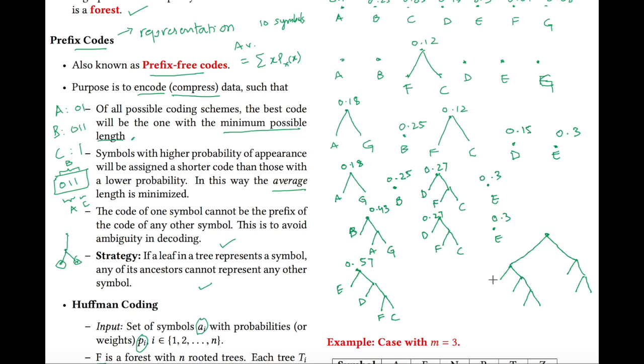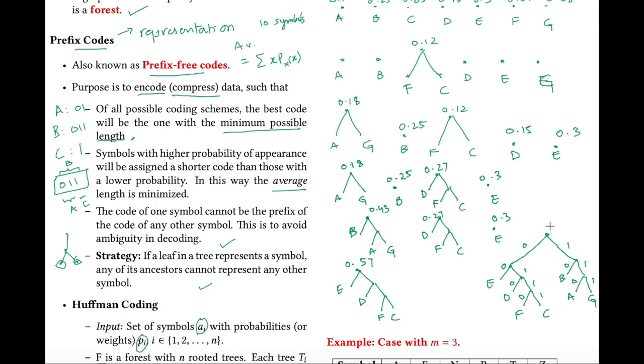Okay, so this is my E, this is my D, this is my F, this is my C, this is my B, this is my A, and this is my G. So now I'll start labeling 0, 0, 1, 0, 1, 0, 1, 1, 0, 1, 0, and 1.